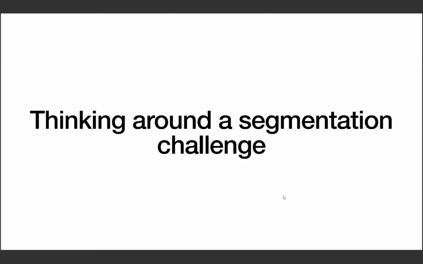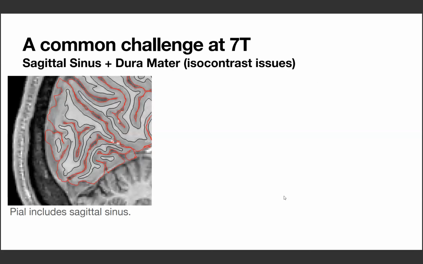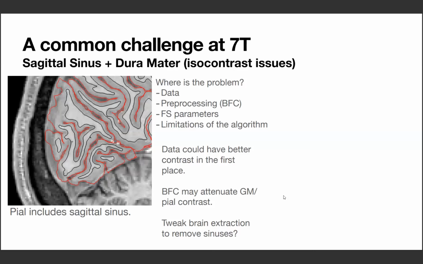So now I'll talk a little bit about how we think about a segmentation challenge. A big segmentation challenge that we usually have is this isocontrast between the sagittal sinus and the dura mater. And then we see that the pial surface ends up including the sagittal sinus. And the question here is, okay, what went wrong and how do we fix this? Where do we even start to look? And we can see where the problem is.